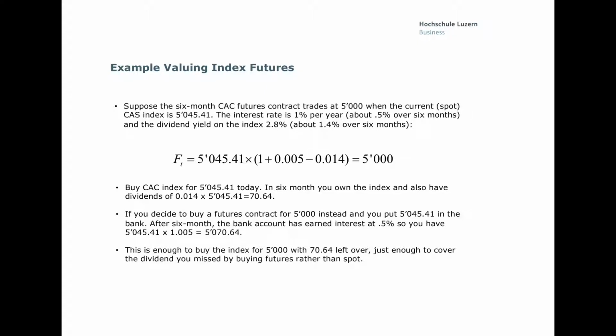However, if you decide to buy a futures contract for 5,000 instead, and you put 5,045.41 in the bank, after 6 months the bank account has earned interest at 0.5%, so your account balance is 5,070.64. As you immediately recognize, this is enough to buy the index for 5,000 with 70.64 left over. The remainder exactly covers you for the dividend payment you've missed by buying the asset forward rather than spot.